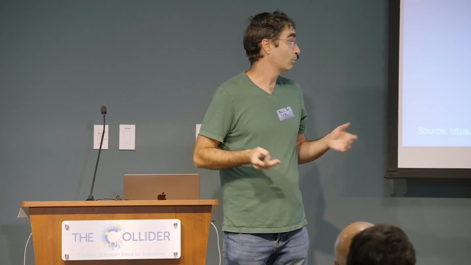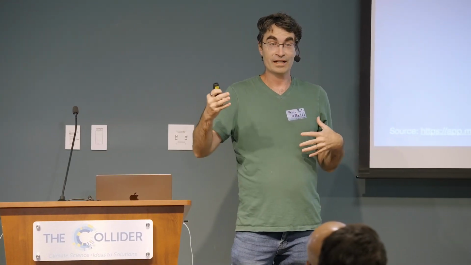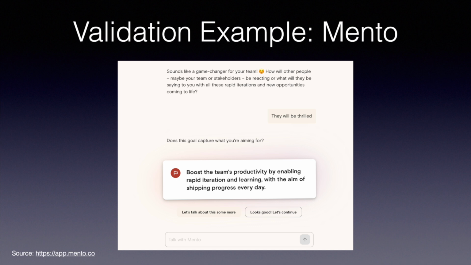Or an example from my company, we're doing an AI-based coaching interaction, and when we think we've identified what you're trying to accomplish, we'll show it in a UI element and say, hey, is this right? Is this what you're actually trying to get to?